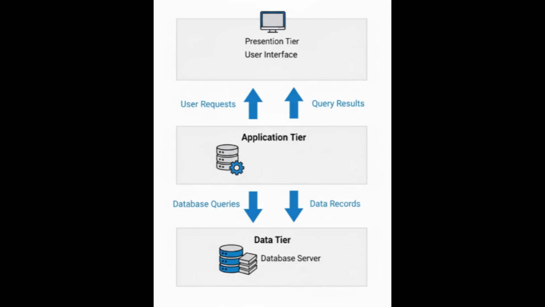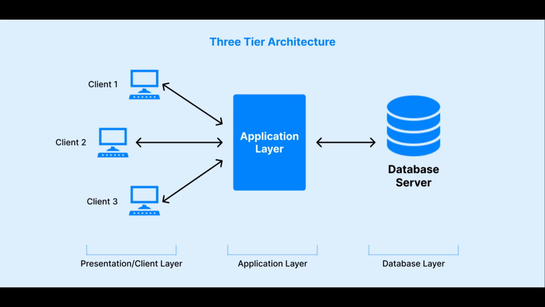External view level: what users or apps see. Each user group can have a different view, for example, HR sees payroll fields. Sales sees customer contacts. Conceptual, logical level: the global schema, tables, relationships, constraints. This is the unified design the DBAs and architects agree on. Internal, physical level: how data is actually stored on disk, file layouts, indexes, blocks.